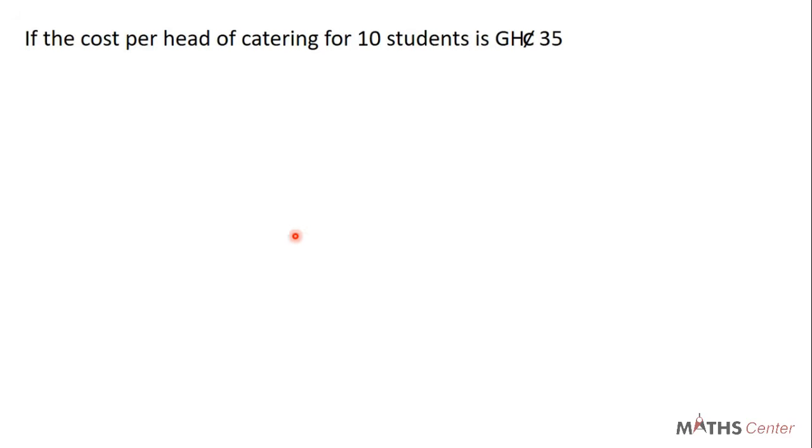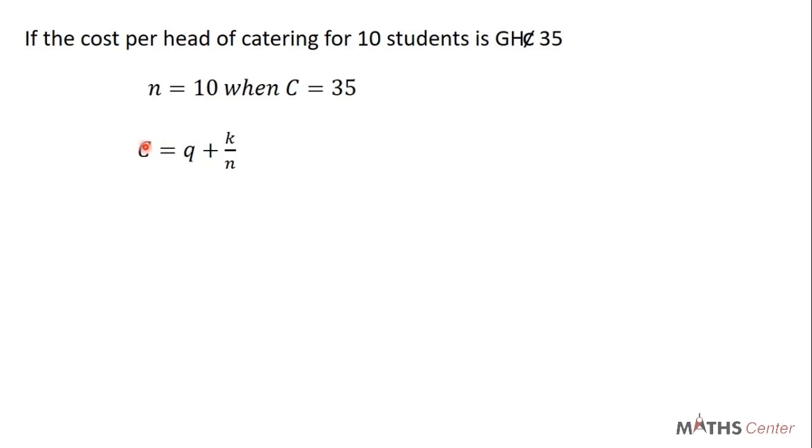The question told us that the cost per head of catering for 10 students is 35 Ghana cedis. This means that when the number of students, which we have represented with N, is 10, then the cost per head is 35 Ghana cedis. Remember, we represented the cost per head with C. So N is equal to 10 when C is equal to 35.